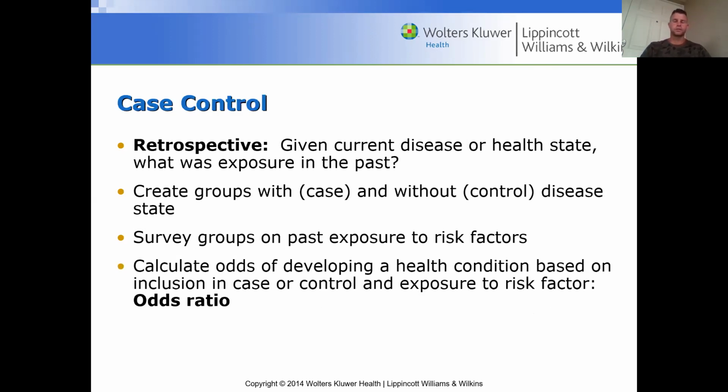Right. This is retrospective. So, given a current disease or health state, what was expected? We would have been looking at this with the coronavirus. People are coming in, and we're like, okay, let's see if we can figure out where they were exposed, right? So trying to figure out the pattern of exposure. Who were they around? How did they get it? So you create groups with case and without control disease state, right? So you have these groups with and without the disease state.